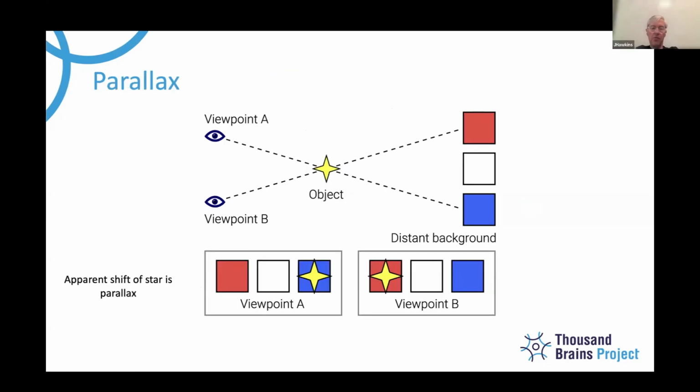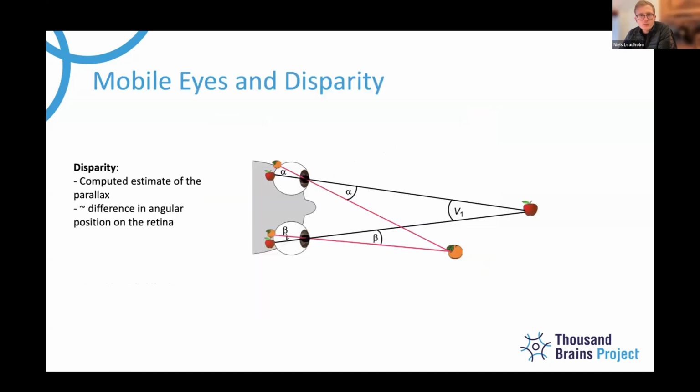I guess it's worth saying that if you had a bunch of objects at different depths, they would shift different amounts. So they would sort themselves in order of distance, in some sense. And the other thing is, because we have mobile eyes that move, we tend to fixate on the object of interest.